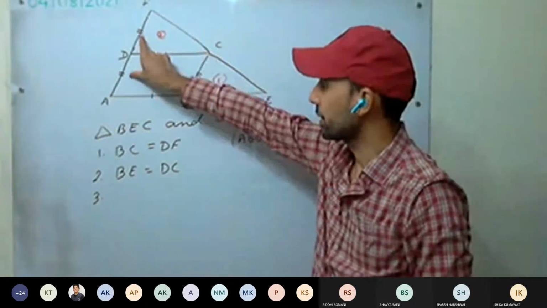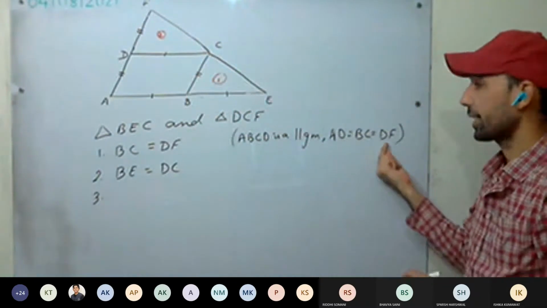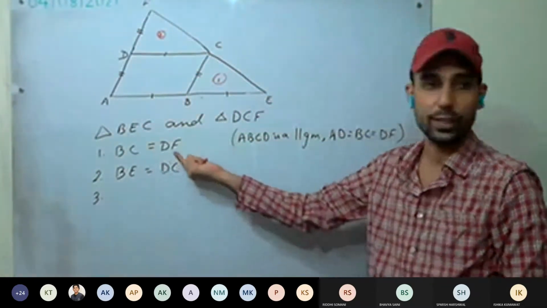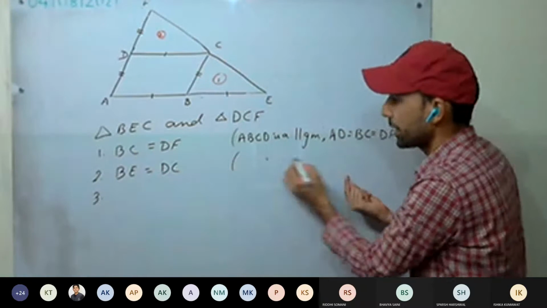This part is already given. Okay. And this part we have written. So we can write it like this. Okay. And we have used the BC equal to DF formula. Similarly, you can write here as well.